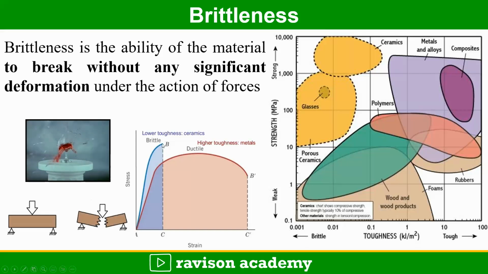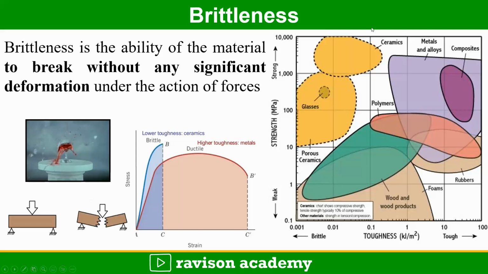The brittle material fractures at the highest stress compared to the ductile material. Brittle material has less toughness, but the ductile material has a higher toughness. Coming to this curve, based on the strength and the toughness, when the toughness is high, we can tell it is a tough material. When toughness is very less, we can tell it is a brittle material. Similarly, when the strength is less, we can tell it is a weak material, and when strength is high, we can tell it is a strong material.